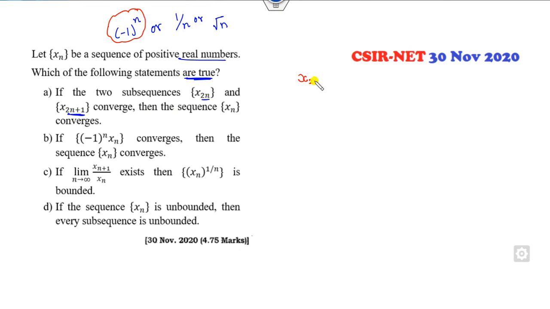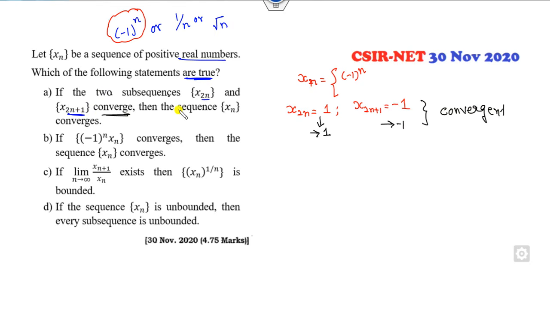If I consider x of n as minus 1 raised to power n, what is this? X of 2n is plus 1, and x of 2n plus 1 is minus 1. So clearly the limit of this goes to 1, and the other goes to minus 1. It means these subsequences are convergent. So if the two subsequences are convergent, this property is satisfied. Is the sequence also convergent? No. This is a divergent sequence because there are two limit points, or the limit is not unique. So it's a false option.